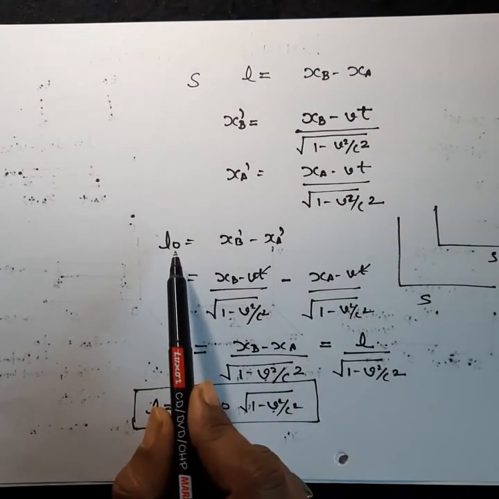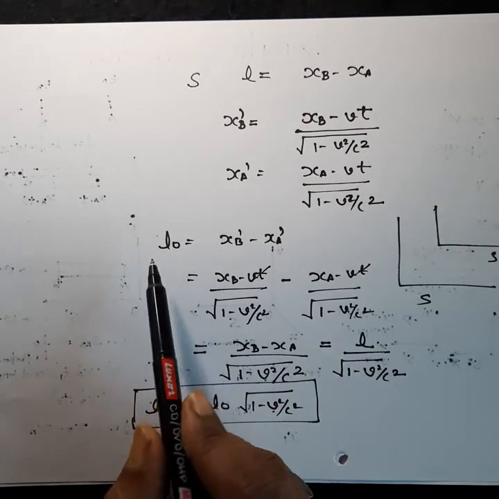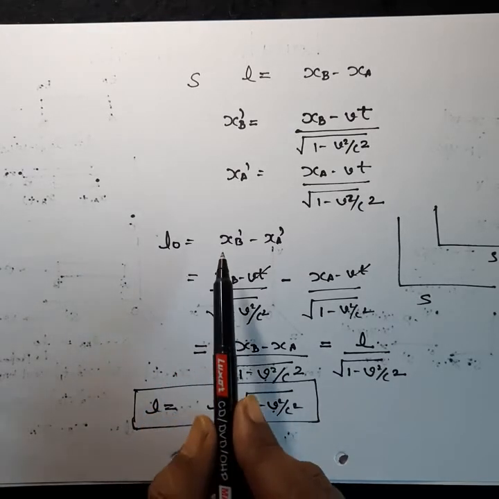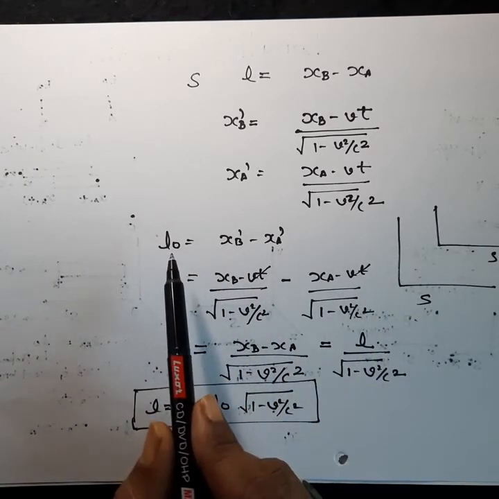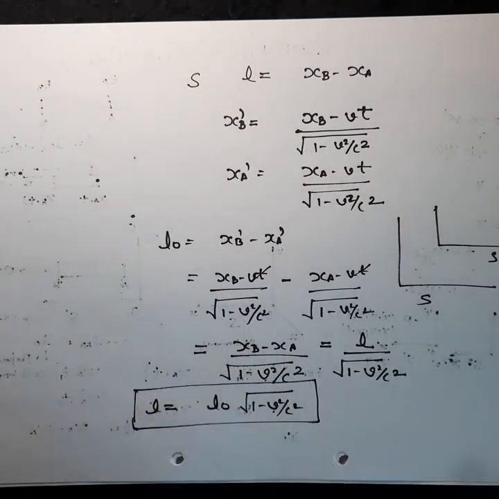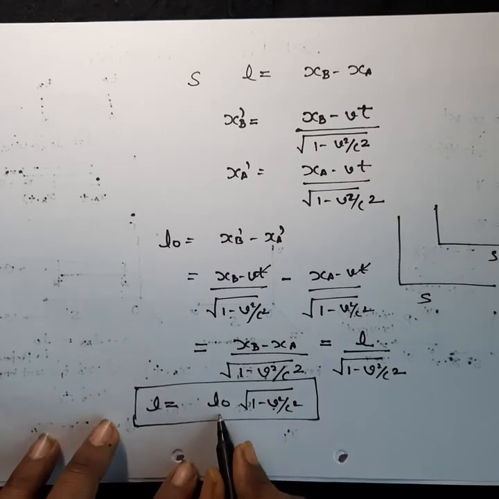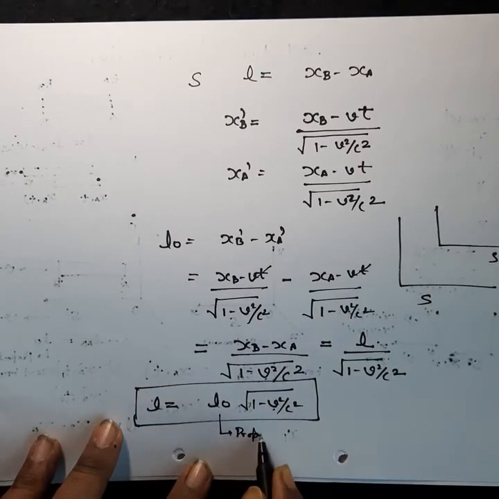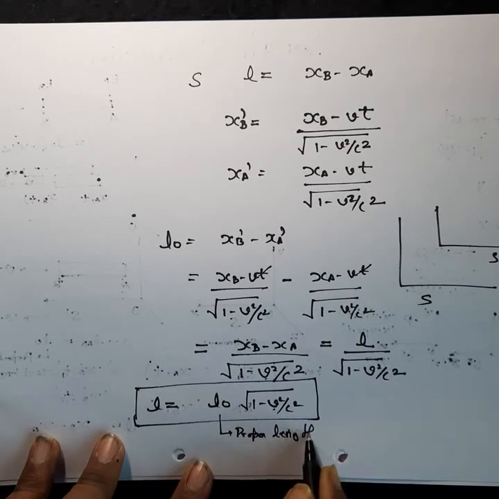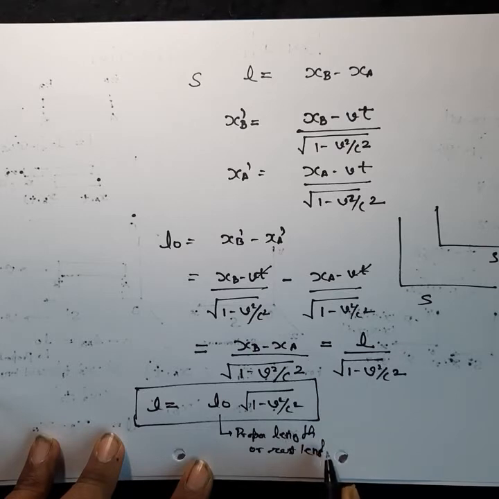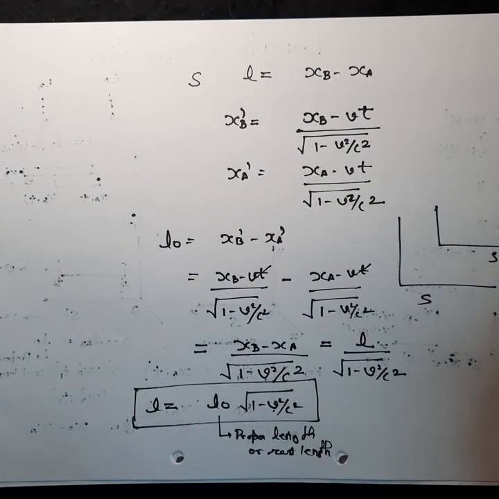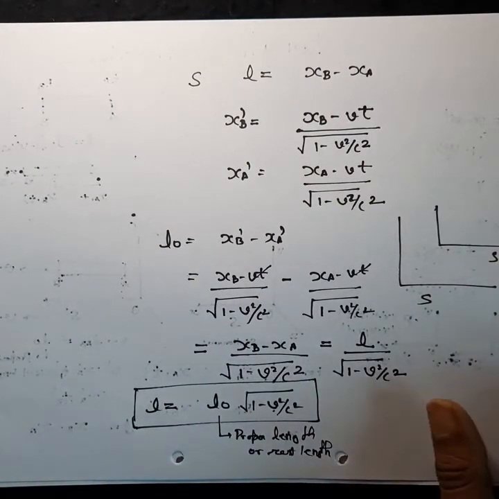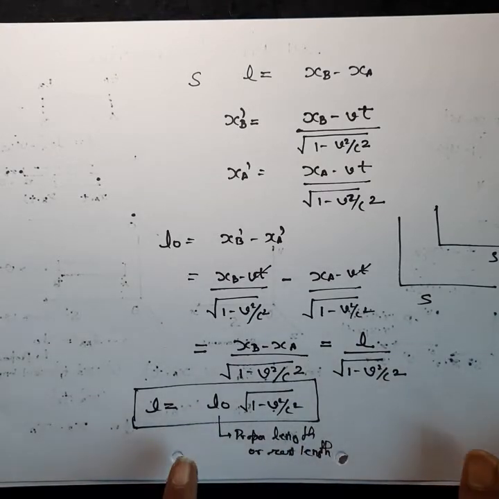What is L0? L0 is the proper length in the frame of reference in which the rod was at rest. So L0 was measured by the observer in the frame of reference in which it was at rest. So L0 is the rest length, or you can say proper length. So I think it is very clear to you now. So this is our required length contraction formula.